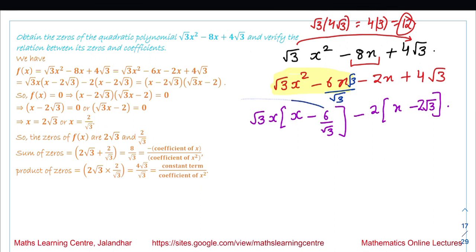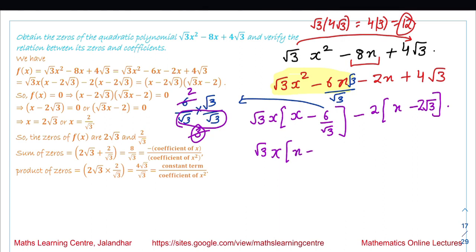If we look at this value, it is 6 over square root 3, and I rationalize this value. It is square root 3 over square root 3. Square root 3 over square root 3 means it is root 3 in the numerator and 3 in the denominator. And this 3 and 6 get cancelled, and I am left with this 2 root 3. So this becomes root 3x into x minus 2 root 3 minus 2 into x minus 2 root 3.